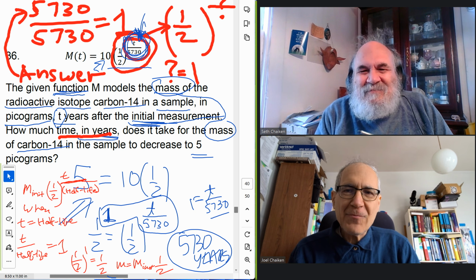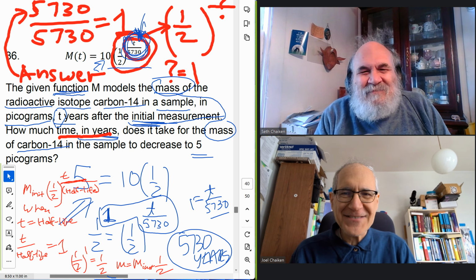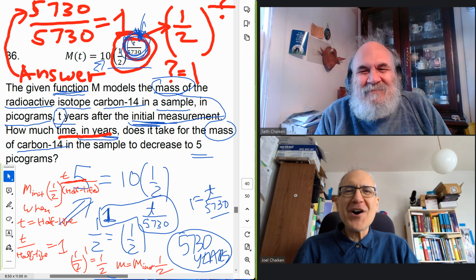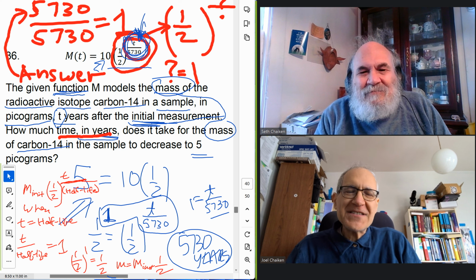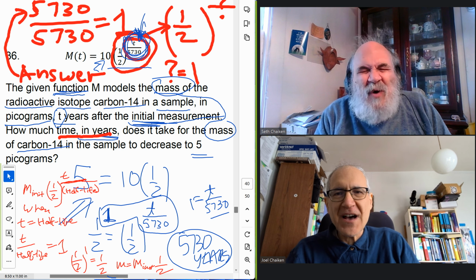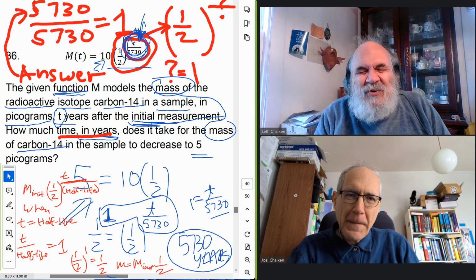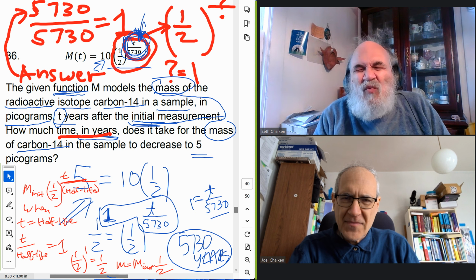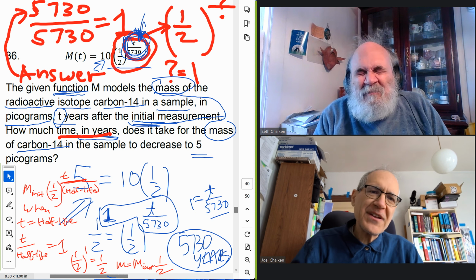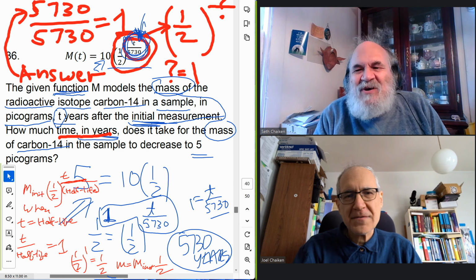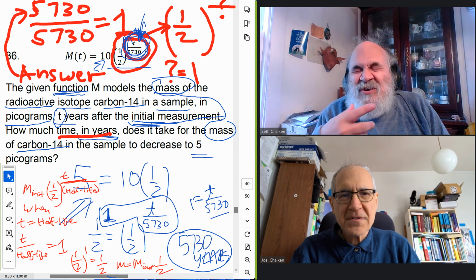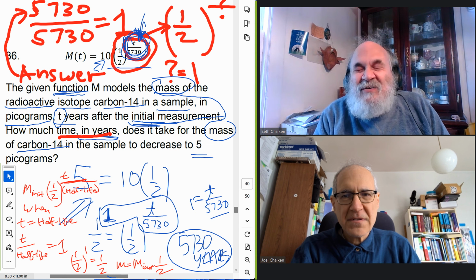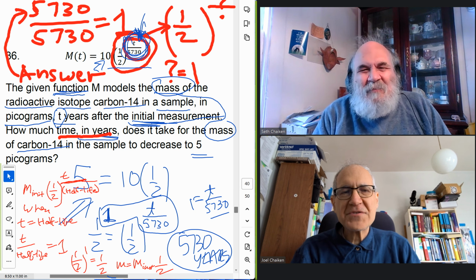No one was there. We don't know. 5,730 years ago, nobody was there measuring the initial mass of the carbon-14. But in the laboratory, they can measure half-lives without waiting for the whole half-life. You measure how much it decreases, and as soon as you can measure how much it decreases, you can do calculations.